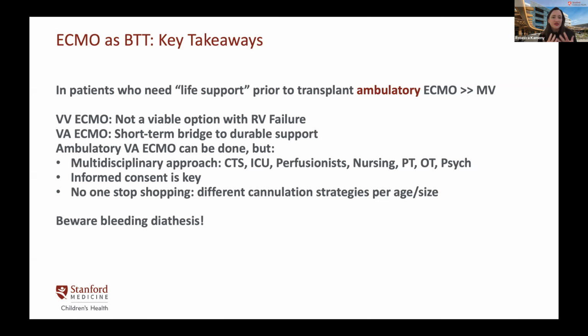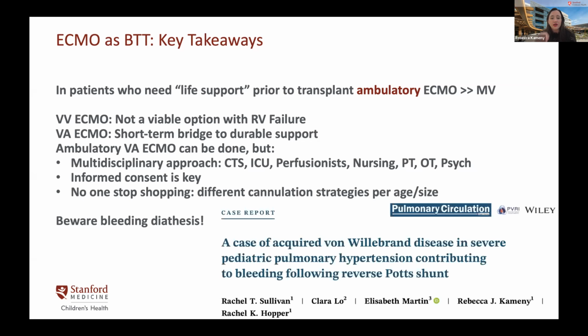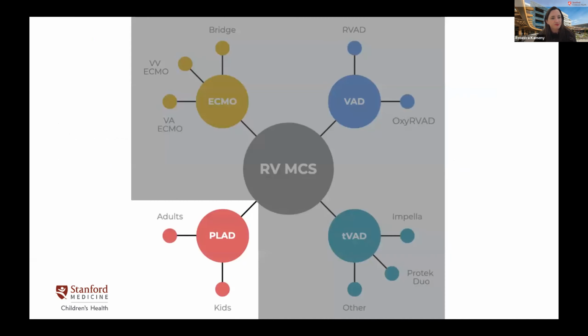There are going to be different cannulation strategies and cannula sizes per age and size of the patient. And finally, a word of caution, I would say this applies again to all MCS, really beware of bleeding diathesis. In our group we have been increasingly aware of the risk of acquired von Willebrand disease in our patients with severe PH, and it's coming up in other populations as well. And this has certainly changed some of our anticoagulation strategies for our patients. So just a note of caution there.